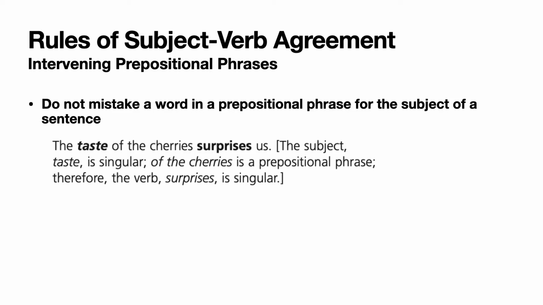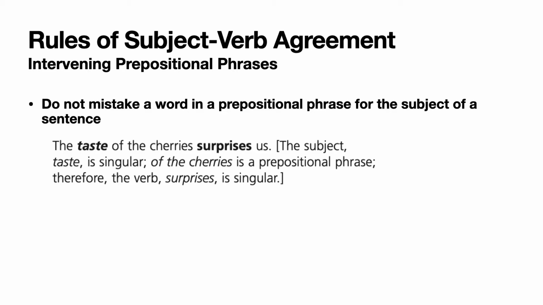For example, let's look at this sentence. The taste of the cherries surprises us. Our subject is taste, which is singular, and of the cherries is a prepositional phrase. So usually, to make it easier, we should ignore the prepositional phrases in between. And since the subject taste is singular, therefore the verb surprises is also singular.